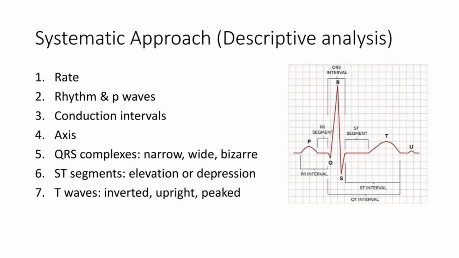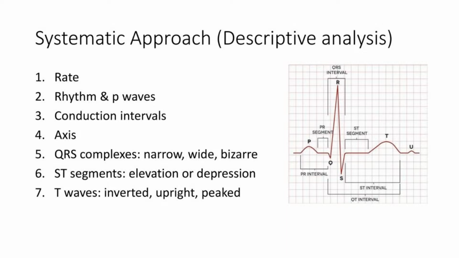We've talked about the various ways in which you calculate the rates for both regular and irregular rhythms. You look at how your P waves look. This gives you an idea of where they are originating from. Do they look like they're coming from the sinus node, in which case they'll be positive in the inferior leads? Or do they look like they're coming from somewhere else, like another part of the atrium?